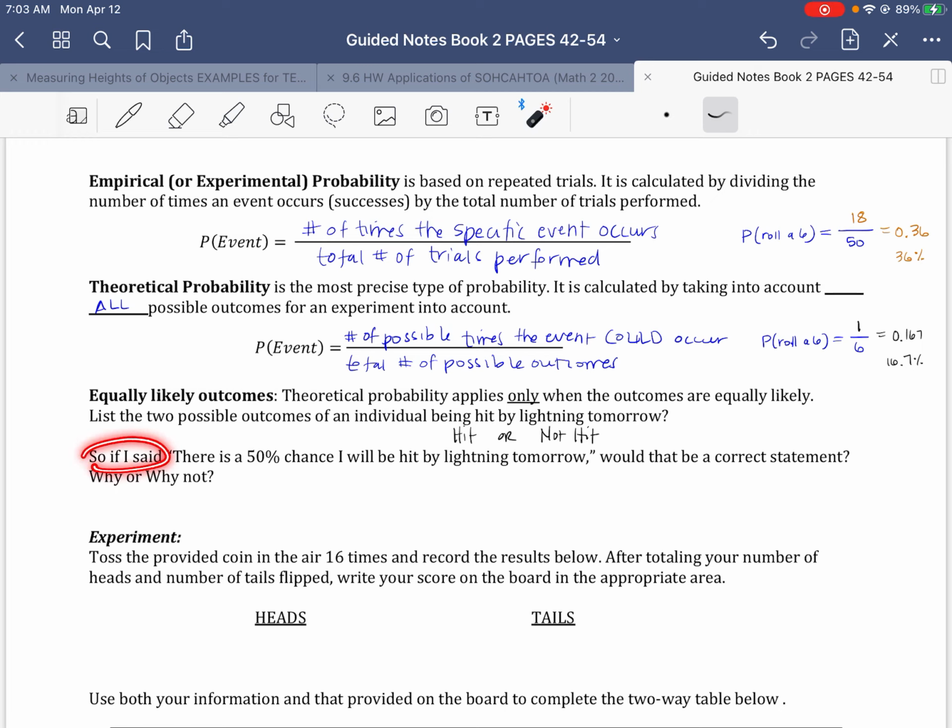So based on that though, if we said there's a 50% chance that I'm going to get hit by lightning tomorrow, because 50%, right, is 1 out of the 2 possible outcomes, would that be a correct statement? Now, the answer there is no, and I think that's intuitive when we think about it, of course, right? That would be dangerous to go outside. Oops, I wrote not. But it's definitely no, and the reason is because the outcomes are not equally likely, right?